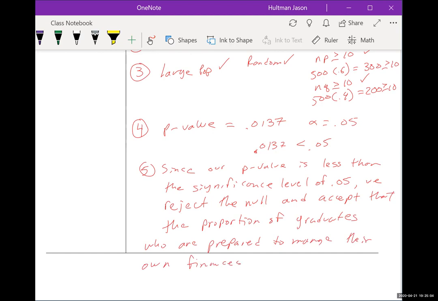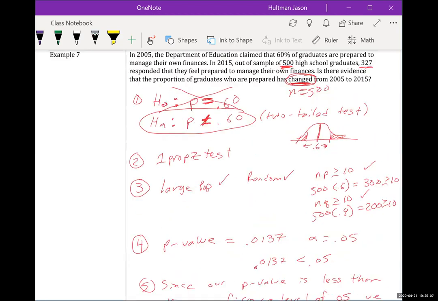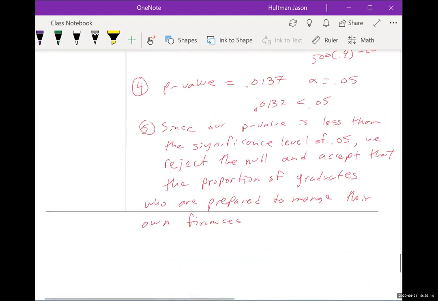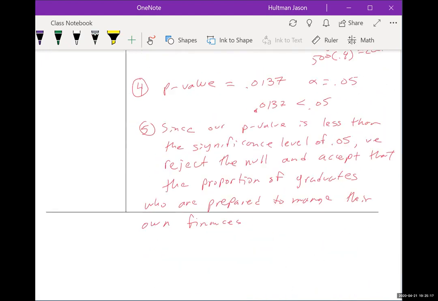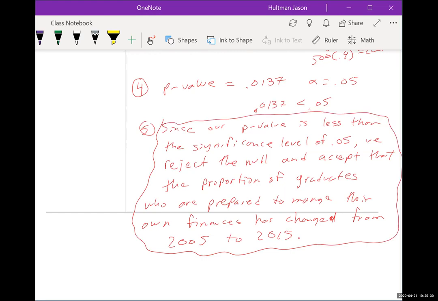What's the alternative? The alternative is that it's not equal to, which implies that it's changed, right? That it's changed. We don't know if it went up or if it went down. All we care about is that it has changed from 2005 to 2015. Okay, boom, period. That's our conclusion, written in a sentence.